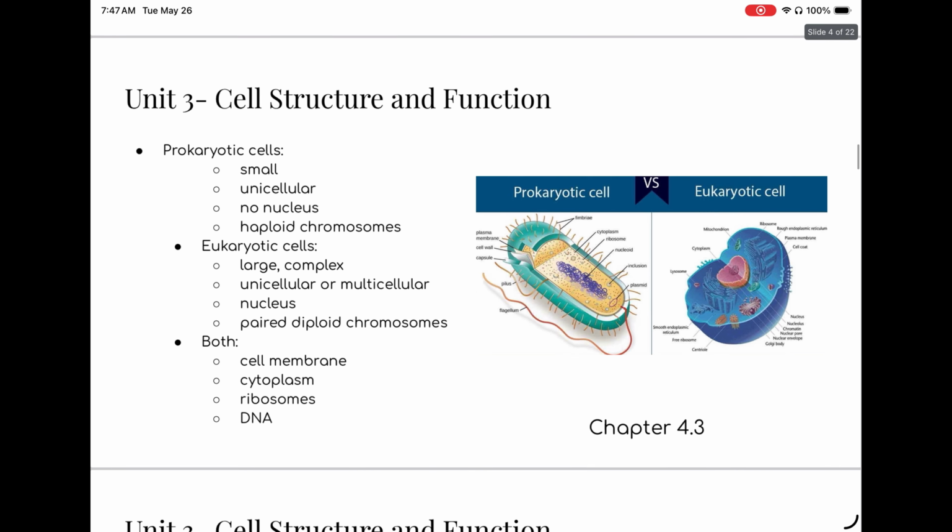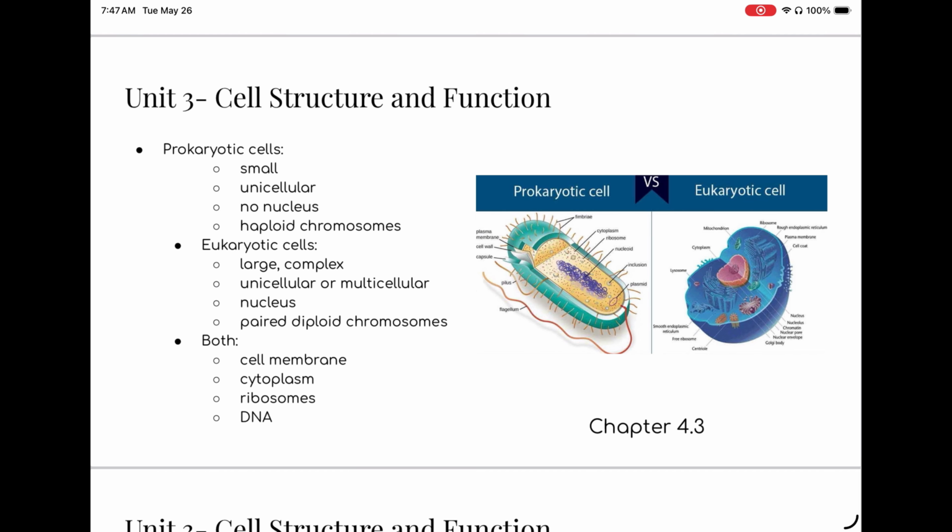Unit 3, Cell Structure and Function. Prokaryotic cells are small, unicellular, have no nucleus, and contain haploid chromosomes. Eukaryotic cells are large and complex, unicellular or multicellular, have a nucleus, and have paired diploid chromosomes. They both have a cell membrane, cytoplasm, ribosomes, and DNA.